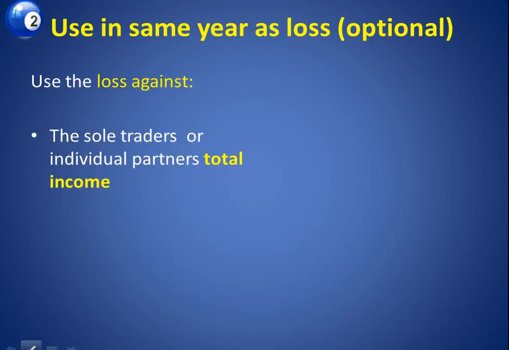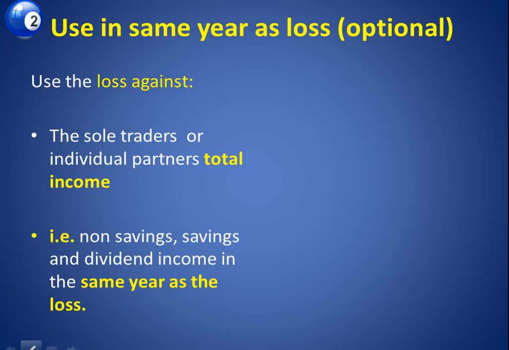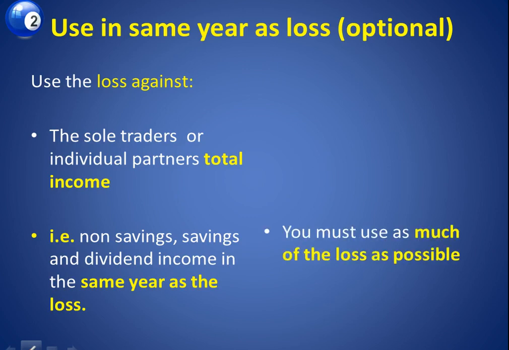Second option is use the loss to reduce total income in the same tax year as the loss. So against total income, and remember we made non-savings, savings and dividend income. Say, for example, if the loss was in the 12-13 tax year, you can use the loss to reduce all of your total income in 12-13. Okay, you must use as much loss as possible, so you can't say I'm going to use a little bit. You've got to use as much as possible. Now, the consequence of this is that if you use that loss, you may waste your personal allowance. If you look at the top, it says this is an optional relief, so you don't have to do this. You can just do what we did for the first option, which is just carry it forward.